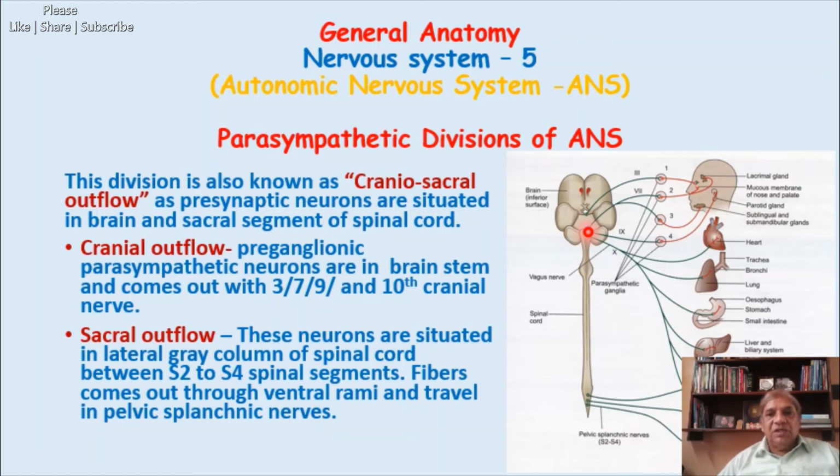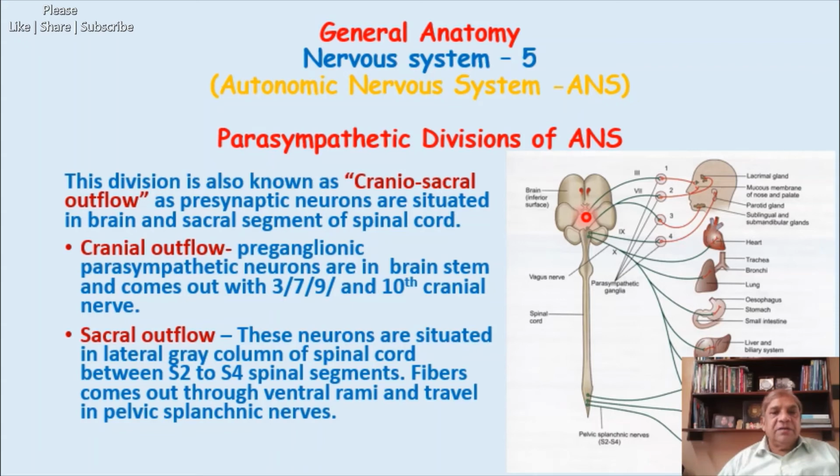You will soon learn about this division. Now these fibers, preganglionic fibers, arise along with the fibers of the cranial nerves. So this is the cranial outflow. And which are these cranial nerves? As I told you, there are 12 cranial nerves, 12 on the right side and 12 on the left, which take origin from our brain. That's why they are called cranial nerves.